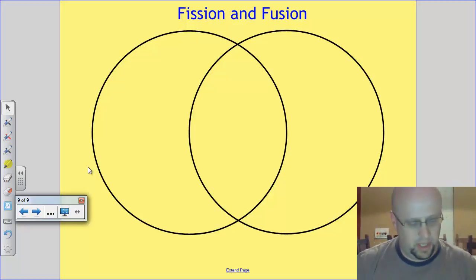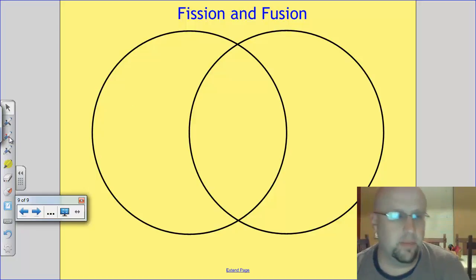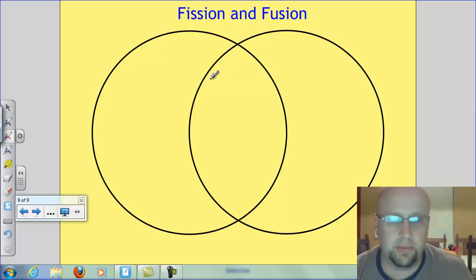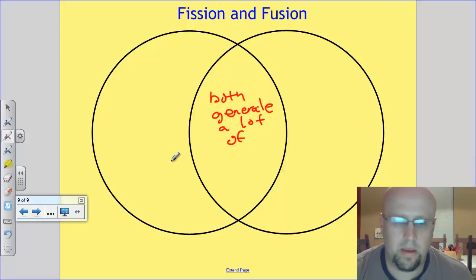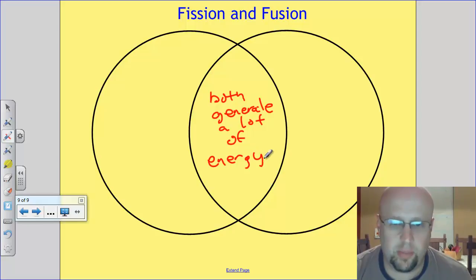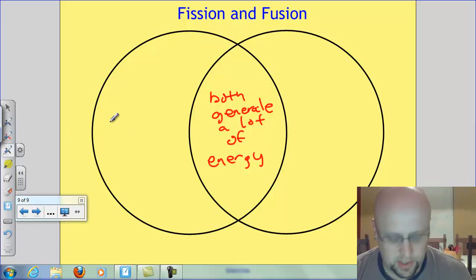About a couple of things that are common between them that are going to be important for us. So things that make them different and things that make them the same. So what's the same about them? Both, okay, generate a lot of energy. A lot of energy, and that's what makes both of them useful. That's why we want nuclear power plants, despite the fact that they're at least a little bit dangerous.